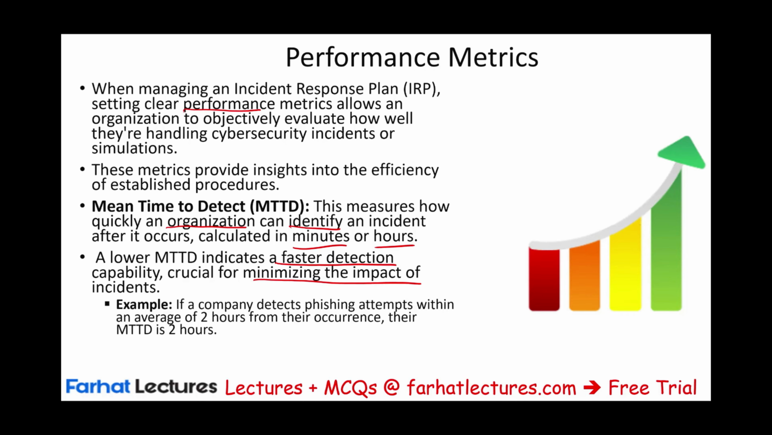So if a company detects a phishing attempt within an average of 2 hours from its occurrence, their MTTD is 2 hours. Now reducing this to 1 hour is better, because if you know it happens earlier, you can send an email to everyone before they open their email, warning them that they might see a phishing email. Be on the lookout.